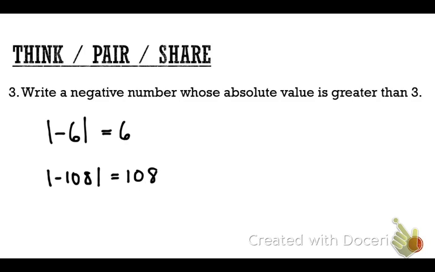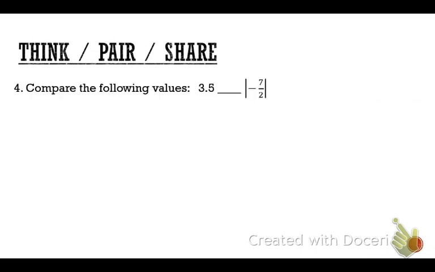Who can give me one more? Hunter? -4. All right, -4. That's just barely bigger, but that is correct, okay? Any of those are fine. How many of you would say you wrote one of those down? Who would say you had a different one? Okay, that's totally fine. But could I have put -2? No, because it would have been less than 3. Good job. Next one.